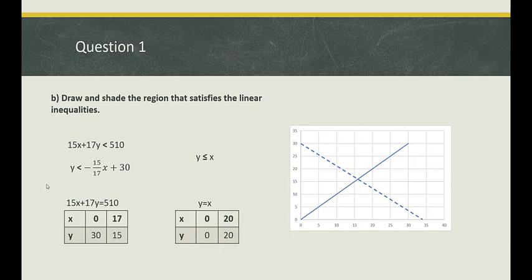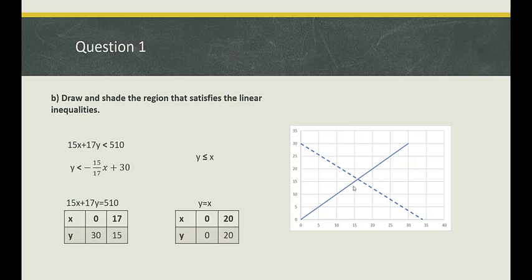As well, we put in two coordinates, which I choose 0 and 17, so I get whole numbers, which are 30 and 15. So I'm going to plot it here. And also for y smaller than or equal to x, we're going to plot the graph of y equal to x. I substitute two numbers, 0 and 20, and we also get 0 and 20. So I plot the graph here.